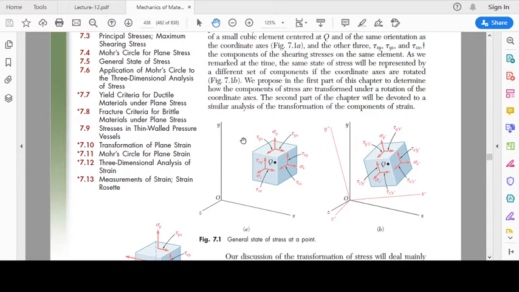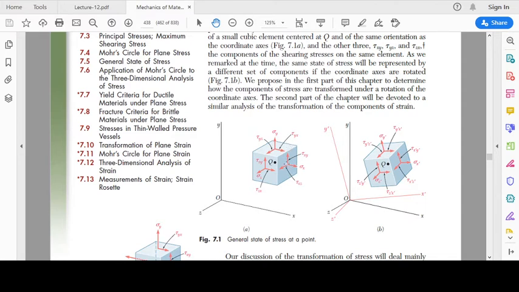So in general, we can have a three-dimensional stress system like this. This is the x direction, this is the y direction, and this is the z direction. This normal stress is going to be sigma x, this is going to be sigma y, and this is going to be sigma z. Similarly, this is going to be tau xy, because x is the direction of the outward normal and y is the direction of the shear stress. So this is tau xy.